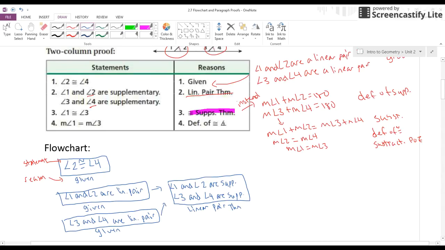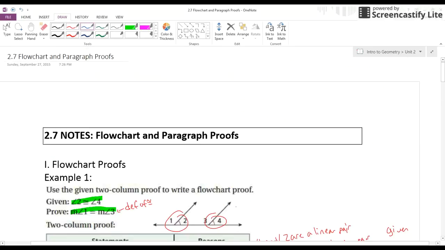Oops. Oh, let's rewrite that. All right, my handwriting is out of control today. Oh, my bad.